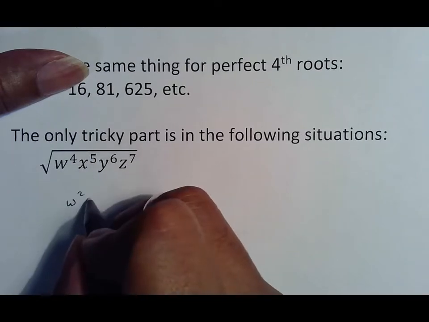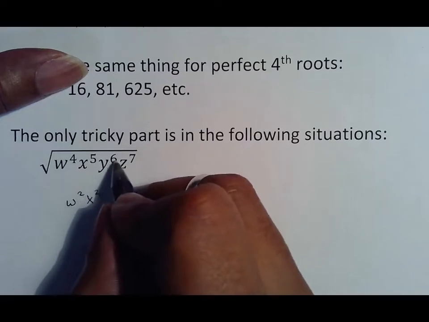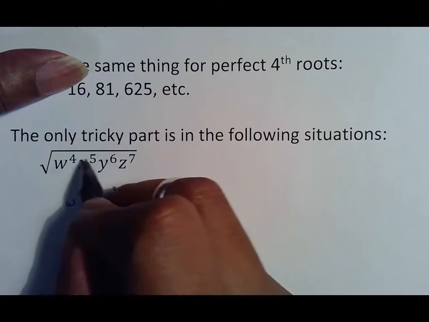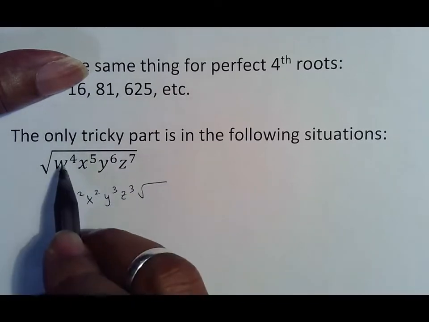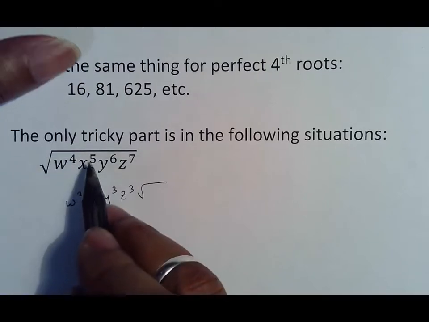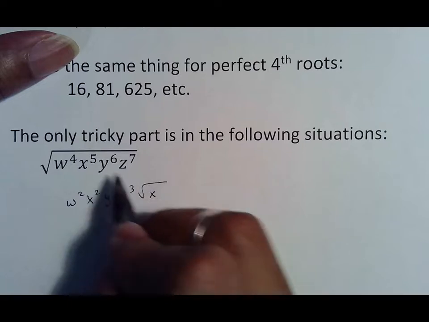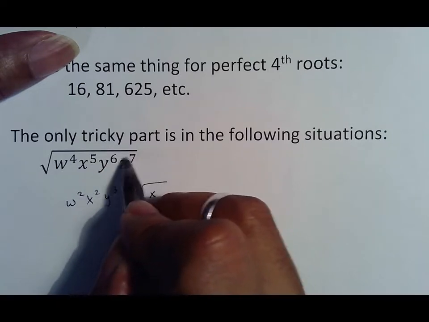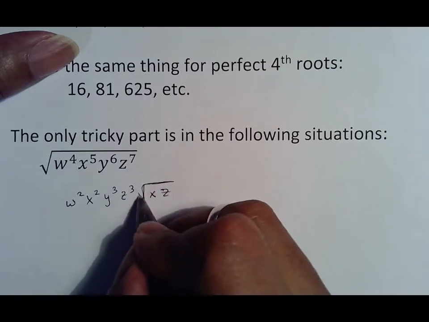5 divided by 2 is 2, remainder 1, so it'll be 2 x's coming out. Y to the 6th divided by 2 would be y to the third. Z to the 7th divided by 2 would be z to the third. And when you look at what's left over, since you divided by 2, nothing here. There is 1 x left over because you had 2, 4, 5. Three groups of 6's came out. Z to the 7th: 3 groups with 1 left on the inside.